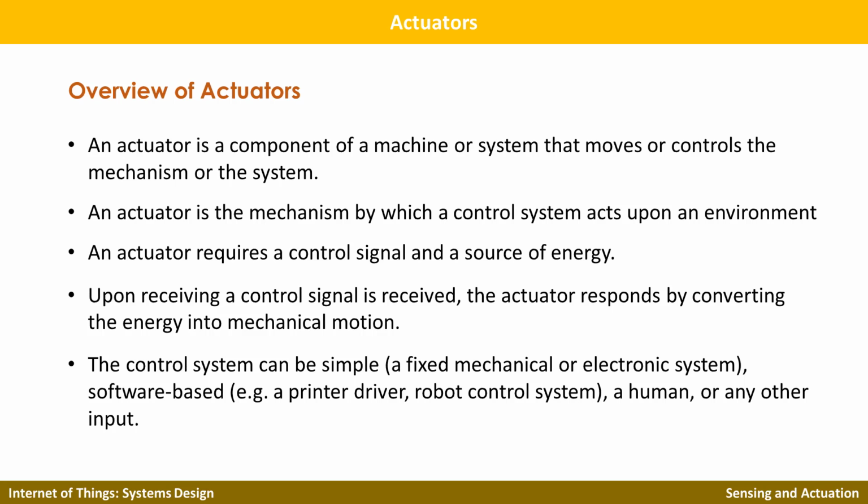In this section, we are going to talk about the actuators. An actuator is a component of a machine or a system that moves or controls the mechanisms of the system. Typically, an actuator requires a control signal and a source of energy. Once it gets the controlling signal, the actuator will convert the energy into a mechanical motion.